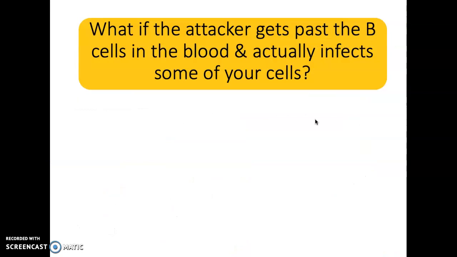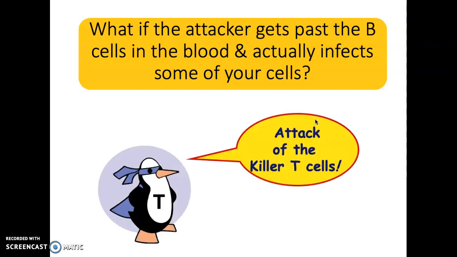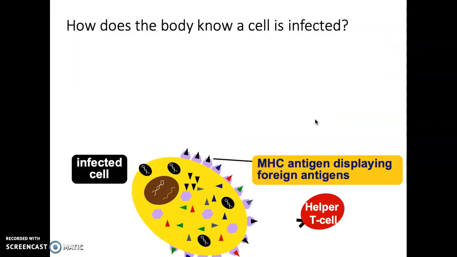However, that invading bad guy sometimes actually infects our cells. And so now we need to rely on the killer T cells. So let's talk about their role. But let's back up. How do we even know if a cell is infected? Well, there's lots of different antigens on the surface of our cells. So there's an identifying antigen that we talked about, but there's also one called the MHC antigen.